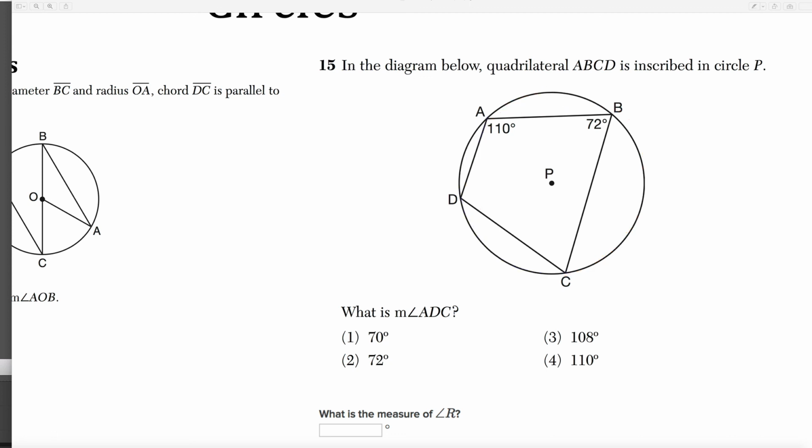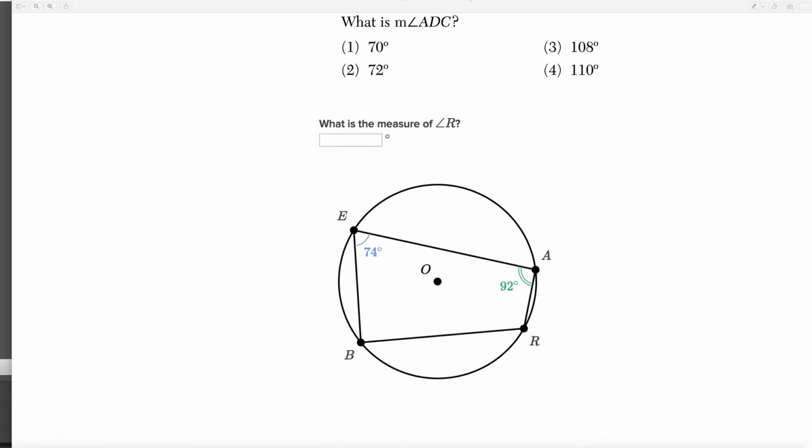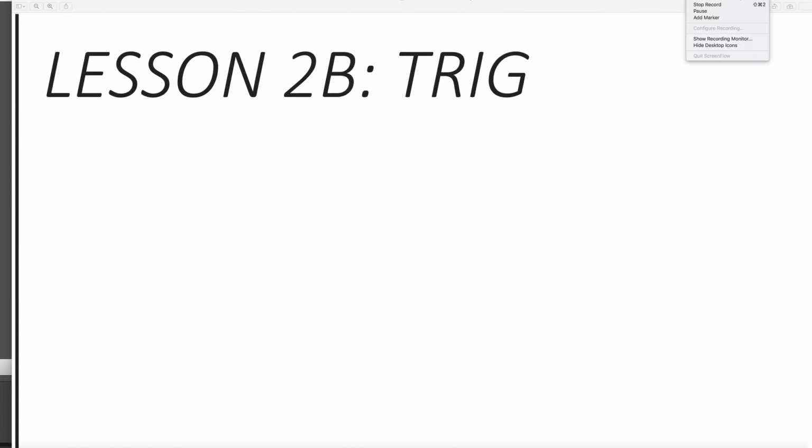You don't really have to see that. Opposite angles in a circle, in any four-sided shape, add up to 180. And then they gave one more question. So that's that. Let's just pause it there before we continue.